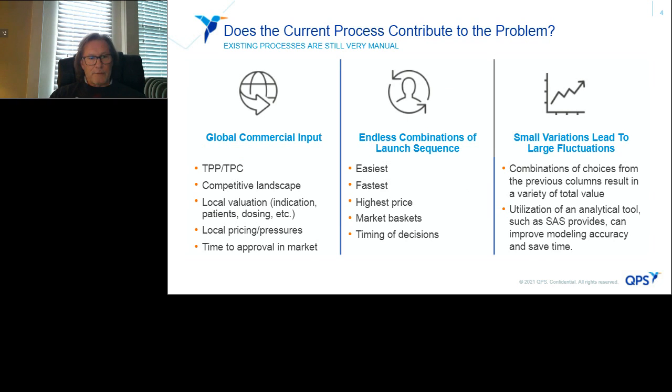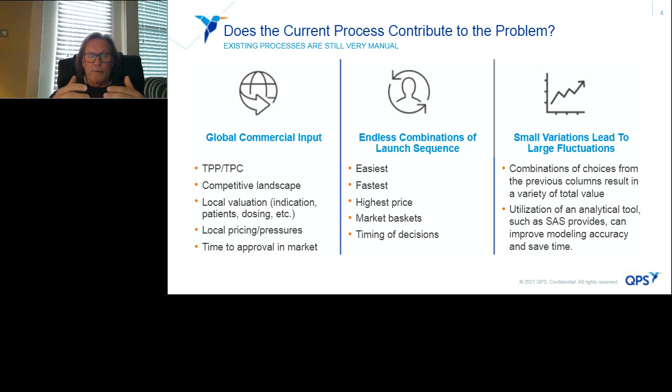And when you think about it, global commercial input looks at the product profiles. It looks at the competitive landscape. We do a lot of digging into the valuation of the indication and the patients and the dosing, and in some instances, the supply chain and how to get it to the individual. There are these local pricing pressures that we've mentioned. And then there's that element of time to approval in the market.